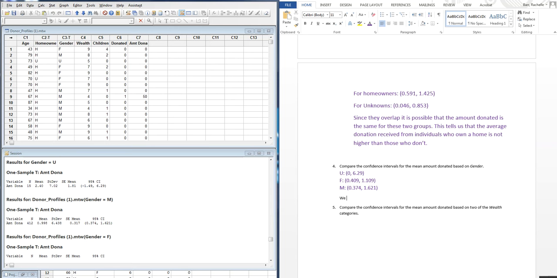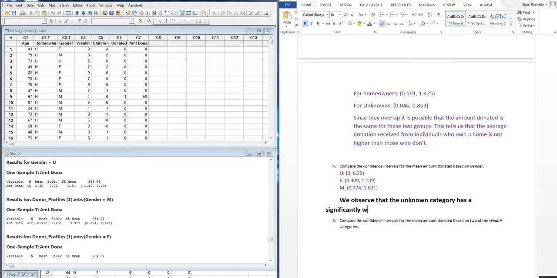We notice that's so small it's going to be hard for you to read, so I'm going to make that bigger and bolder. Okay. Note, we observe that the unknown category has a significantly wider spread and is very different from the other group.